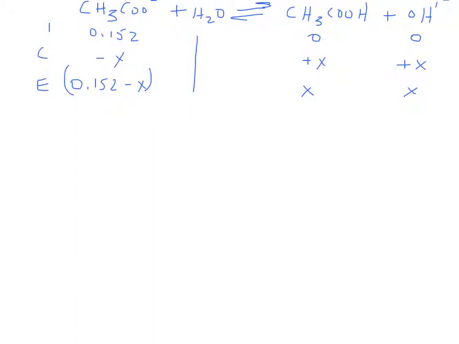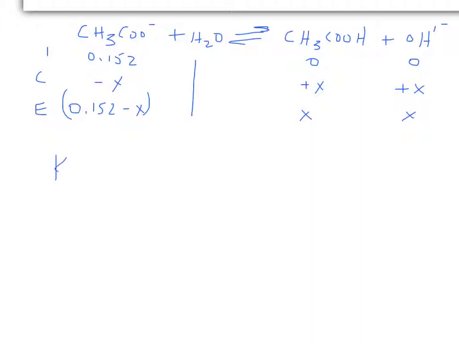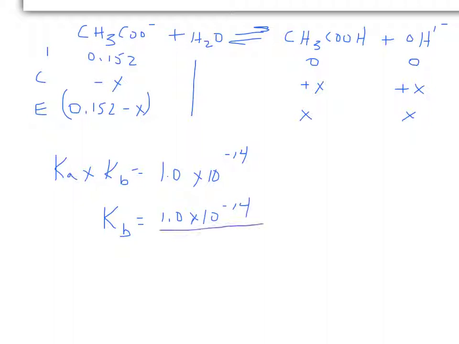But my question doesn't give me the Kb of acetate. It gives me the Ka of acetic acid. So I'm going to use the Ka times Kb equals 1 times 10 to the minus 14, or Kw relationship, in order to find the Kb of acetate. The question says that the Ka of acetic acid is 1.8 times 10 to the minus 5, which gives me a Kb value of 5.6 times 10 to the minus 10.